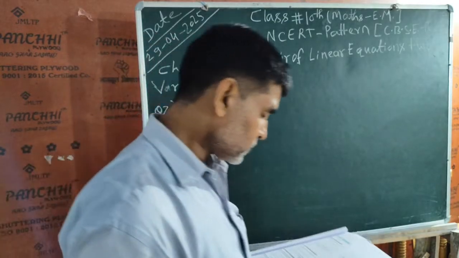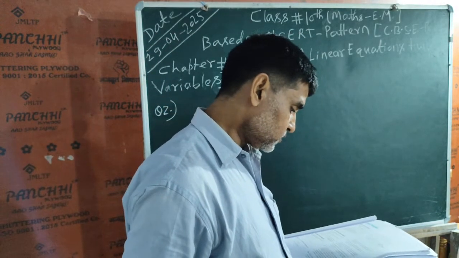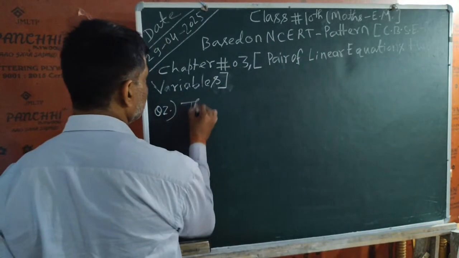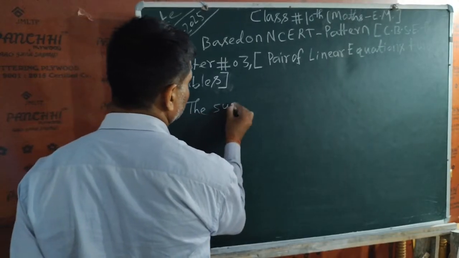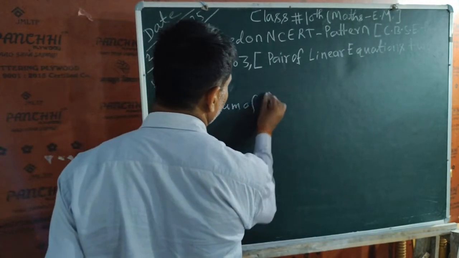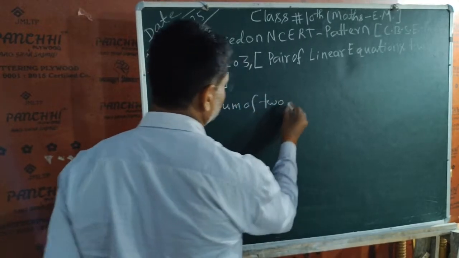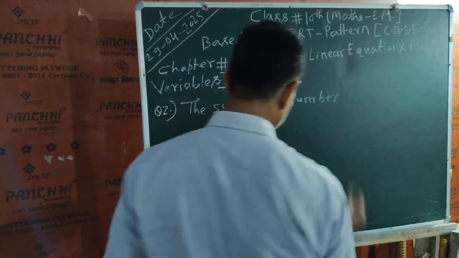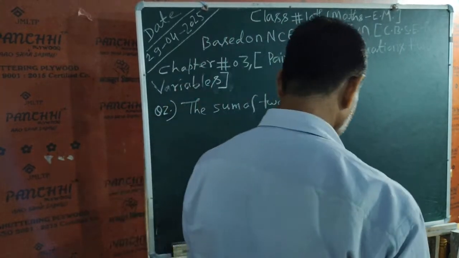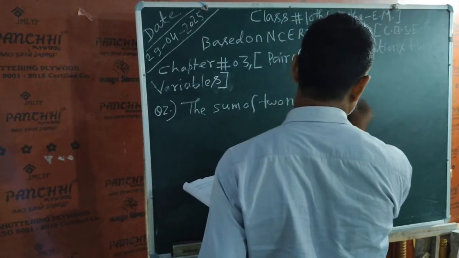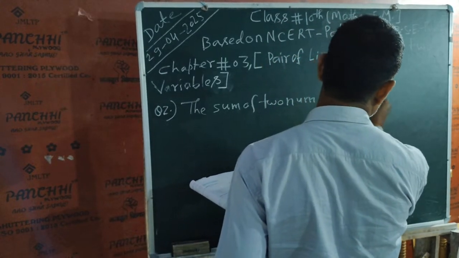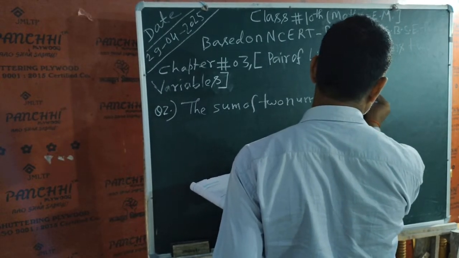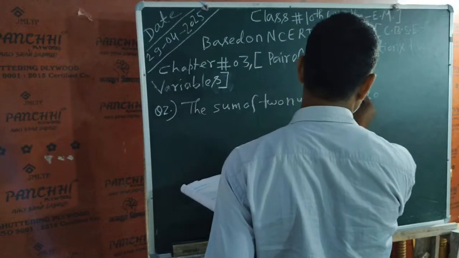Now here one question is given. The sum of two numbers is 20. Here given is 20. The sum of two numbers is 20.